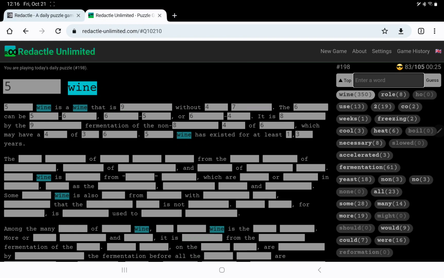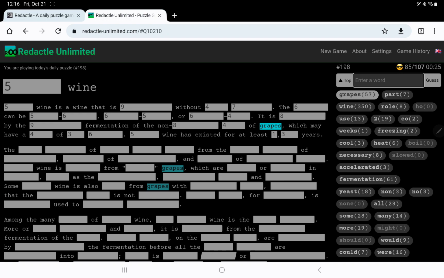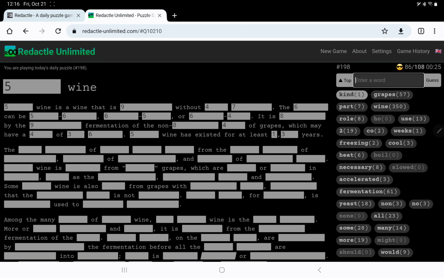The 6 can be 5-6, 6-5, or 6-4. It is 8 by the 9 fermentation of the non-8-4 the part. No. Something of, well, let's try grapes. By the of the non-something kind of grapes or type of grapes? No. Which may have a 4 of 3, 6. What kind of, well, oh, is it just white wine?